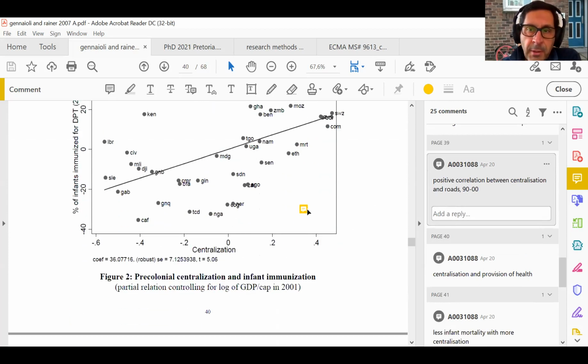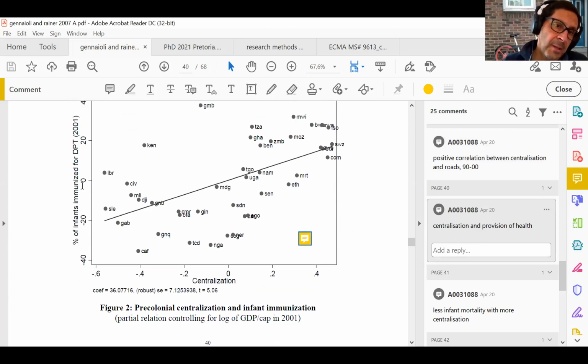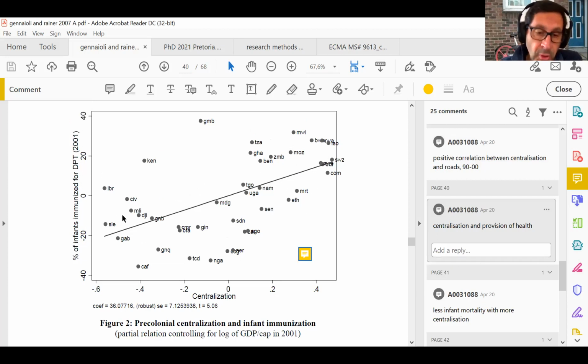What else did I find there? Centralization and provision of health again, political centralization against the percentage of infants immunized for DPT. Which is a provision of a public good, vaccination, right? And again, we see the positive correlation. I don't know whether South Africa is in this data set or not. I don't see it. If you manage to see South Africa there, please let me know. I don't see it, right?